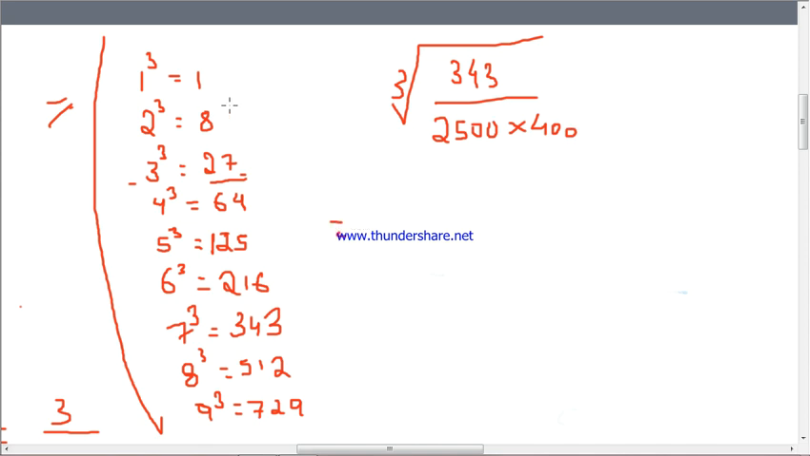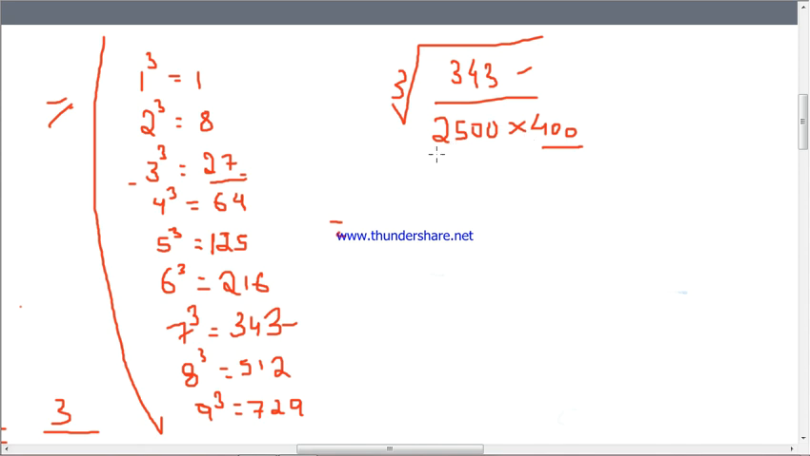I check the table, I don't see 400, I see 343. What is it? 7 cube. This is the numerator, so it is not a problem. I don't see 2500 or 400 in the table. If you check properly, 400 is not a perfect cube. Actually, it's a perfect square: 20 into 20 will give us 400. Similarly 2500 is also not a perfect cube, but it's a perfect square: 50 into 50 will give us 2500.